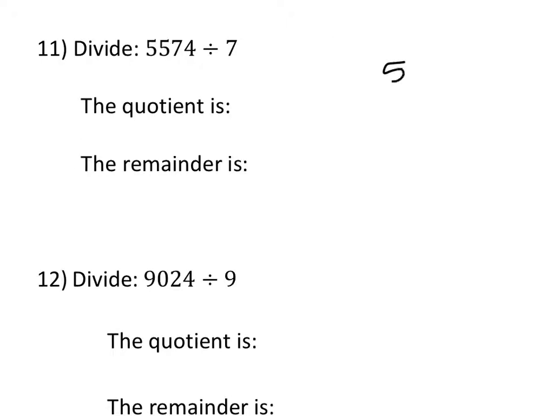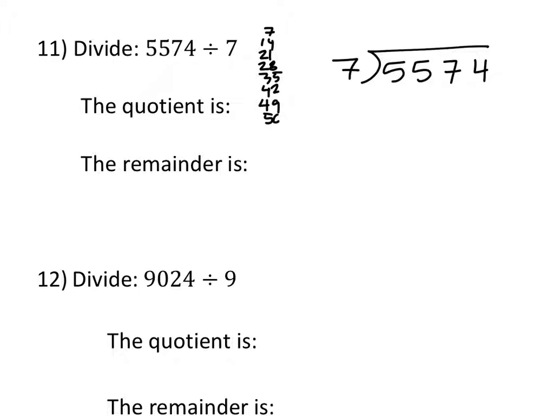So I've got my 5,574 divided by 7. And again, it may be helpful to see multiples of 7. So 7, 14, 21, 28, 35, 42. So I'm just adding 7 to each of these as I go down. 49, 56. And let's see if we need any more than that, okay? So 7 won't go into 5, but it will go into 55. We can see there 7 times. It doesn't quite make it to that 56. So 7 times 7 is the 49. Again, I'm just using the chart.